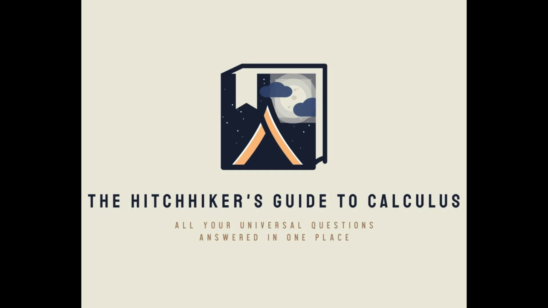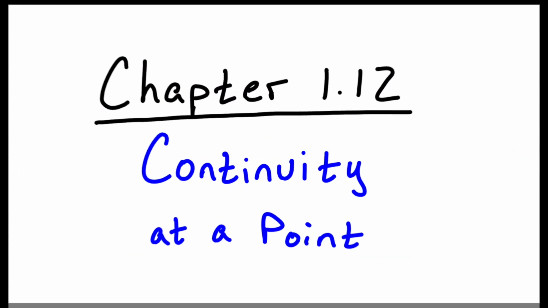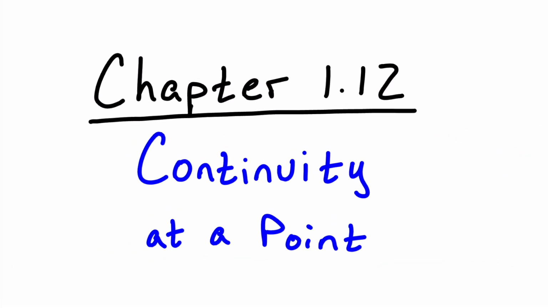My name's Kevin, and I'll be your guide to Chapter 1.12, Continuity at a Point. To discover what it means to be continuous at a point, we're going to start with the most not continuous function we could draw. Then we'll piece together, one step at a time, what it ultimately means to be continuous at a point. So first, let's look at this function that's definitely not continuous at x equals a.